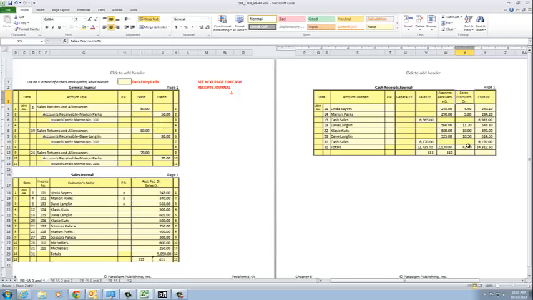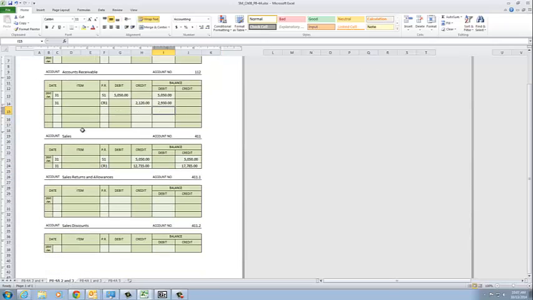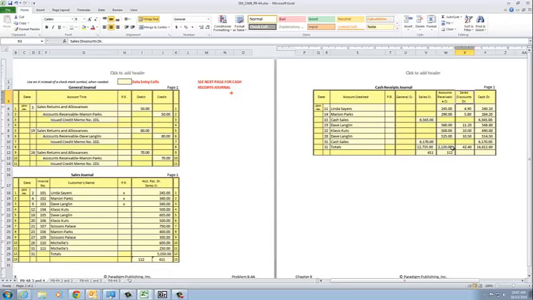Sales discounts gets a debit of $4240. So we'll find the sales discounts account on the 31st. The debit is for $4240. So our balance is $4240. And then our posting reference is 411.2.